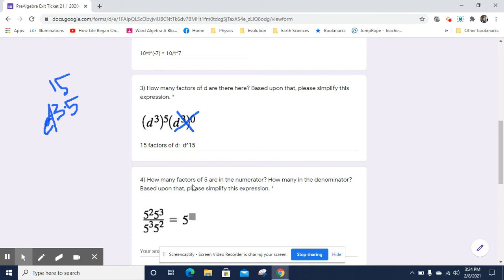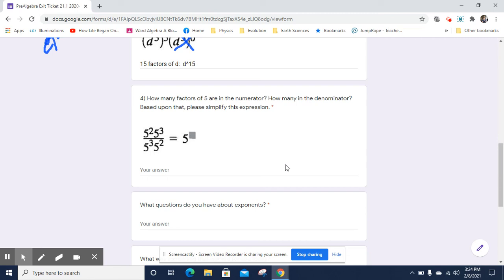All right, the last one here. How many factors of 5 are in the numerator and how many are in the denominator? Well, I've got 2 and then 3 more in the numerator. I've got 3 and then 2 more in the denominator. So that means we have 2 plus 3 factors in the numerator, so there are 5 factors in the numerator. And 3 plus 2 factors in the denominator, 5 factors in the denominator. So I've got 5 factors of 5, and 5 factors of 5 in the denominator.